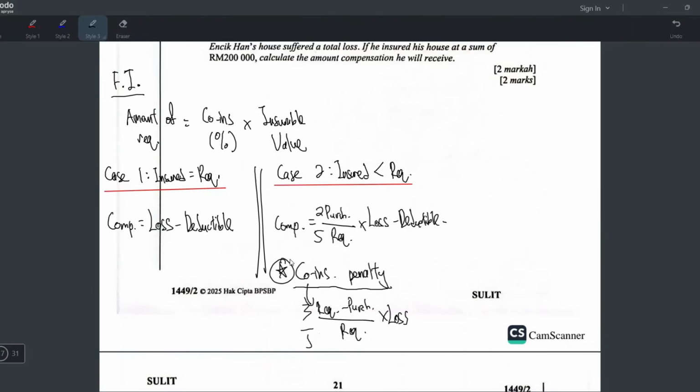Ya. Yalah, sebab you beli 2 kan. So yang penalty tu 3 tu lah. That's the penalty. Okay, so that's how you do it.